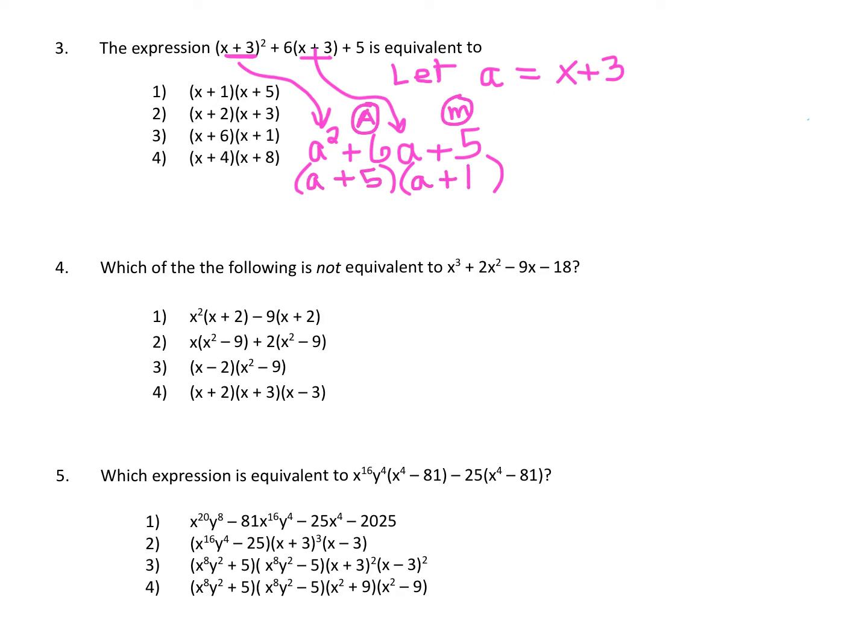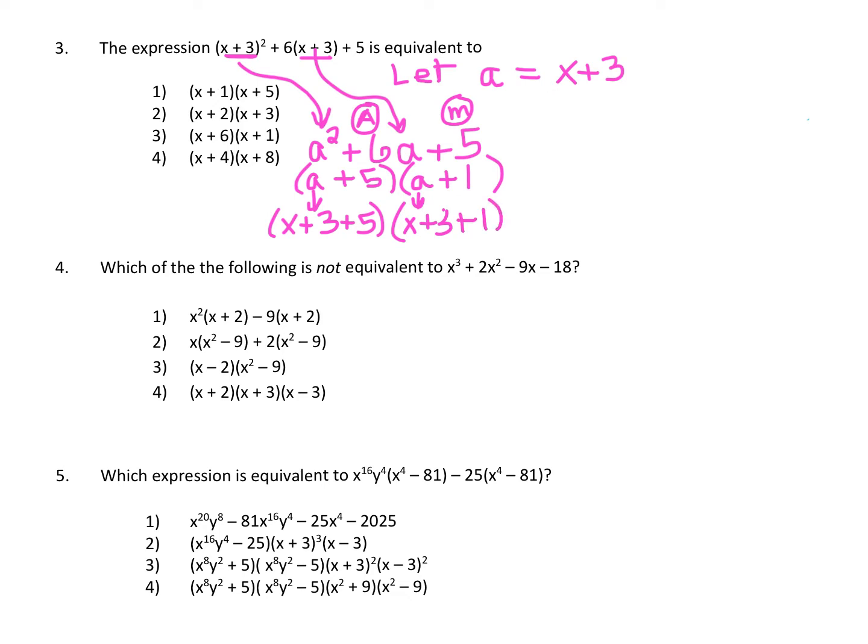Now here's the deal. A was not a part of the original problem, right? They were x's. So we're going to go back and switch these A's to what they actually represent. Doesn't A represent x plus 3? So in place of this A, I'm going to write x plus 3, and then take this plus 5 and bring it down. Again, in place of this A, I'm going to write x plus 3, and then take this 1 and bring it down.